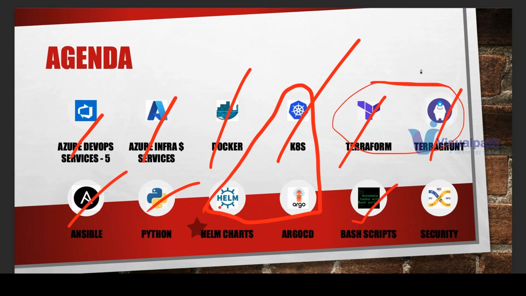And these are Ansible, Python, and Bash script. I'm tagging these three under automation. These three are the automation tools I'm delivering for you.